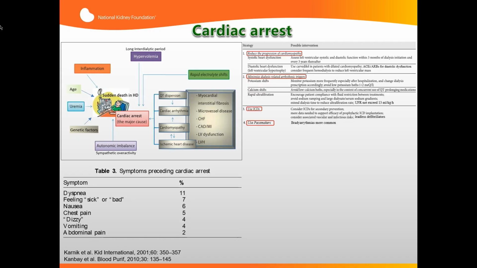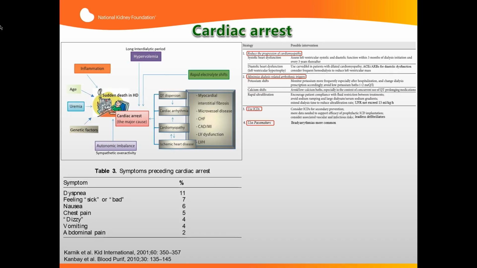Low potassium baths are a no-no. Avoid low potassium baths and low calcium baths, okay? It's very important because these lend themselves to QT dispersion. Then, rapid ultrafiltration. There's a reason why some of your dialysis units balk when you put your UF rate at 4, 5, 6 kilograms because your patient brought in that much intradialytic, because removing a large volume in a short period of time can cause myocardial stunning.